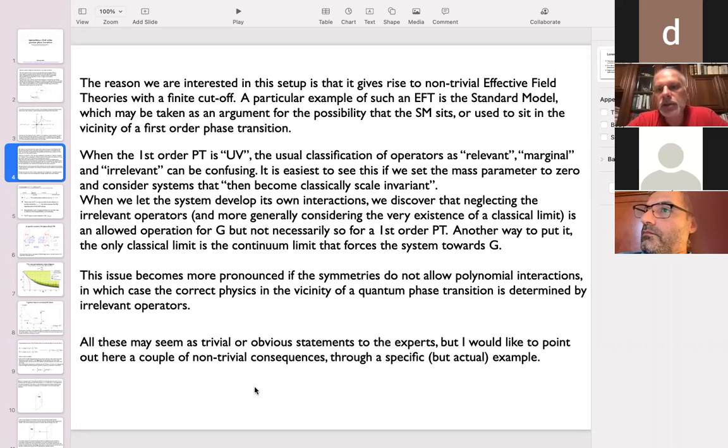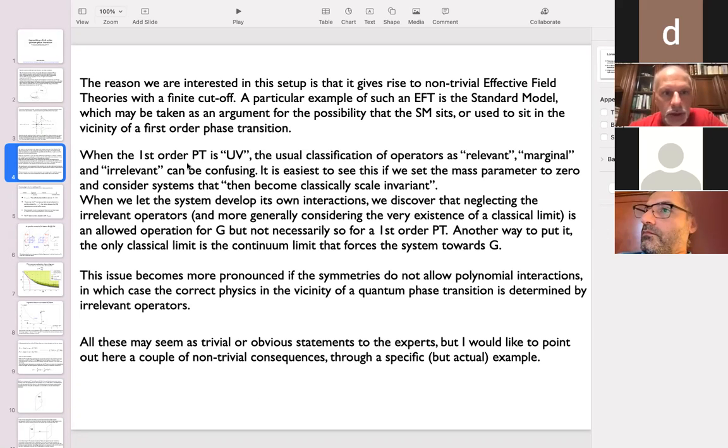And this is very useful because then the mass is a relevant operator, the lambda phi to the 4, let's say, interaction is a marginal operator. And then if you start adding higher dimensional operators, they are classified as irrelevant, basically because when you take the continuum limit, which we know we can take near a Gaussian fixed point, they just are washed out. They give some corrections, but they are irrelevant.